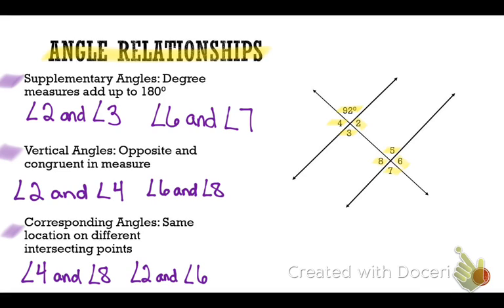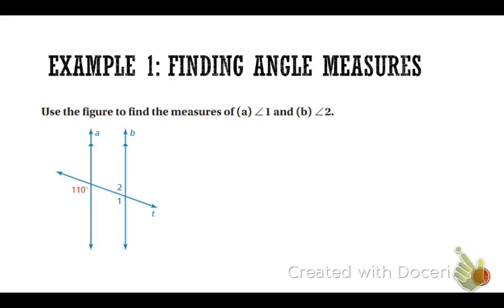All right. So in example 1, it gives us an angle measurement of 110 degrees. And it tells us to find the measure of angles 1 and 2. So I have to figure out how these angles are related to each other. Is angle 1 or angle 2 supplementary, vertical, complementary, or corresponding to the given angle measurement of 110? Okay, so I can use one of my relationship pairs to actually figure out what their measurements are. Okay, so what do you think?